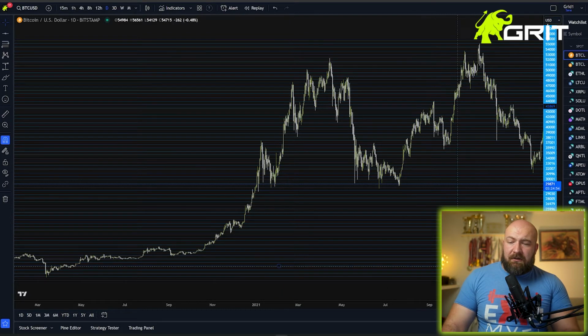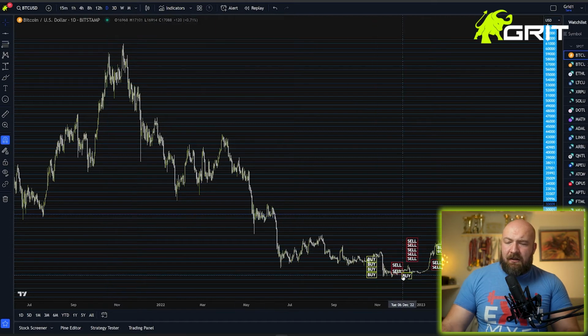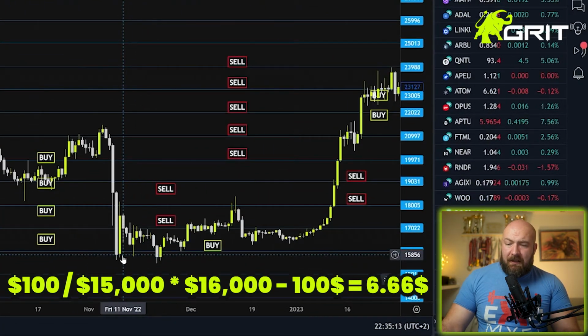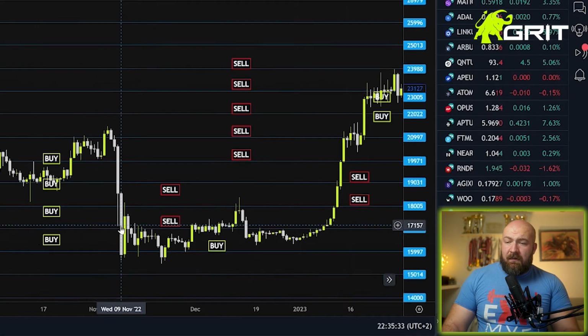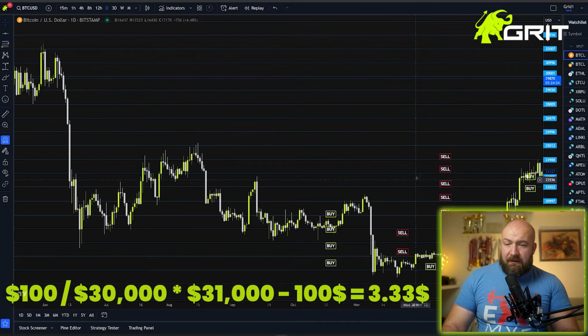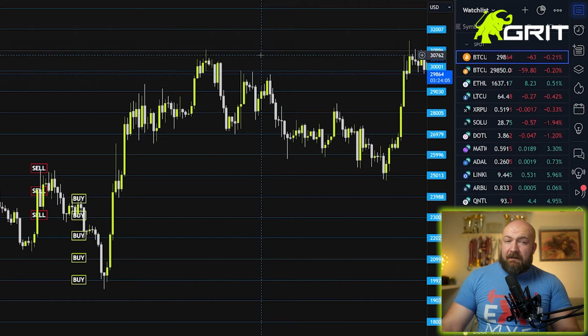Another thing that you need to take into consideration is, for example, since this is done in a linear fashion, when the price moves from like 15K to 16K, you earned $6.66, for example, if the position size is 100. While if you move from 30 to 31K, for example, as we did here, you would earn half of that, so $3.33. So more frequent trades in lower ranges actually benefit you more.